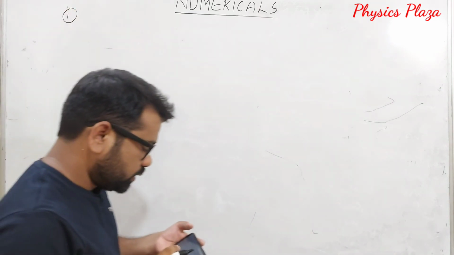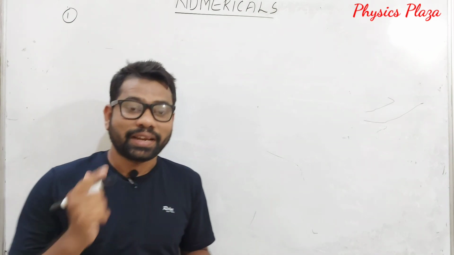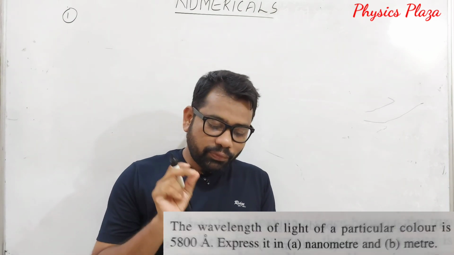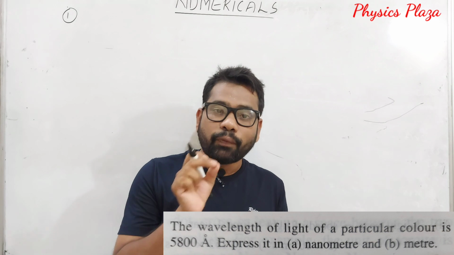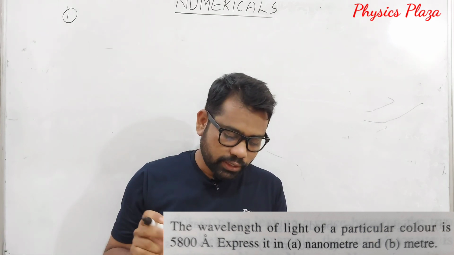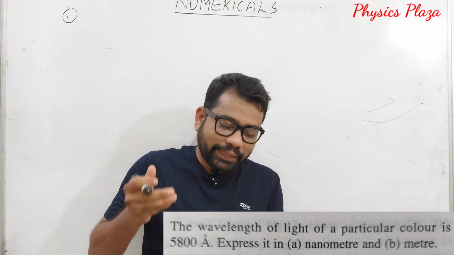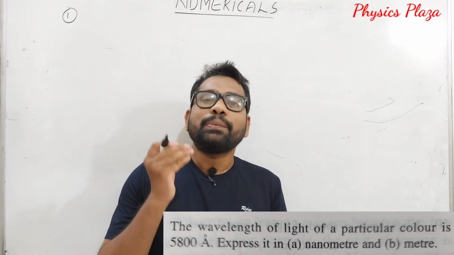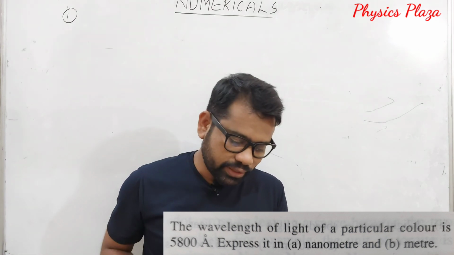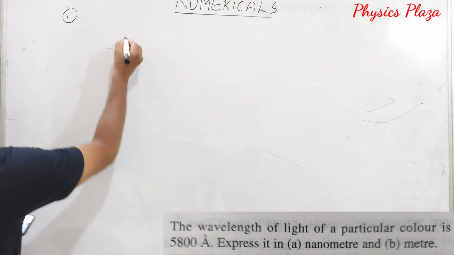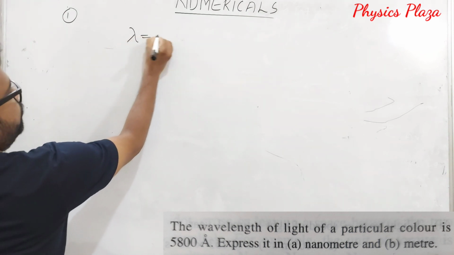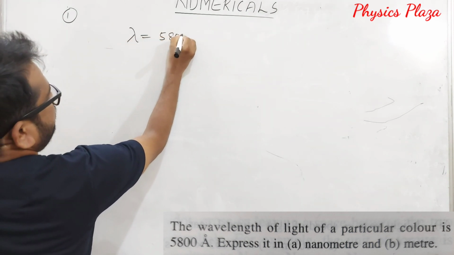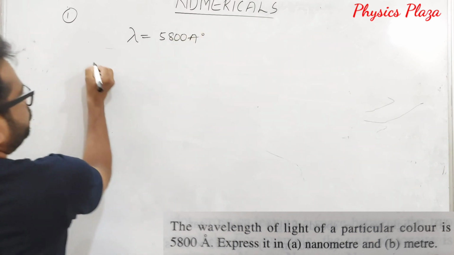Numerical 1. Children, you can see the numerical on the screen also. The wavelength of light of a particular color is 5800 angstroms. Then they are asking us to express it in nanometers and meters. So first we have to write what is given. The wavelength of the color is given as 5800 angstroms. So two questions are there.